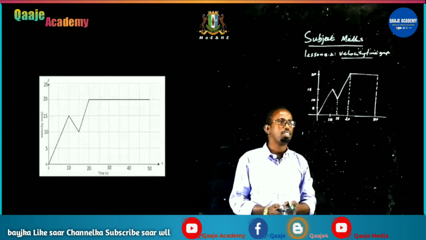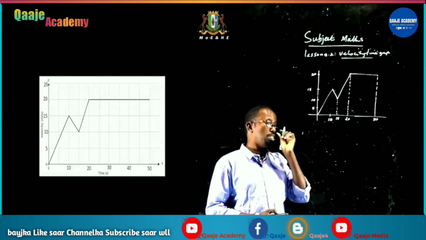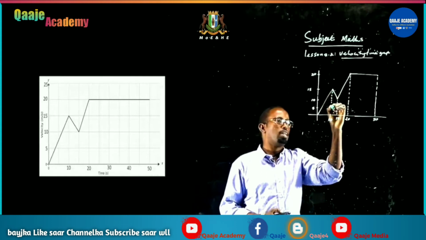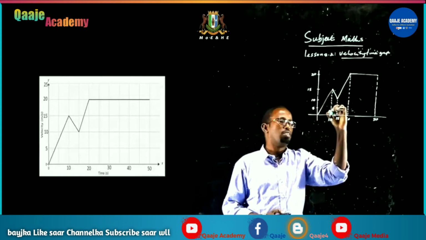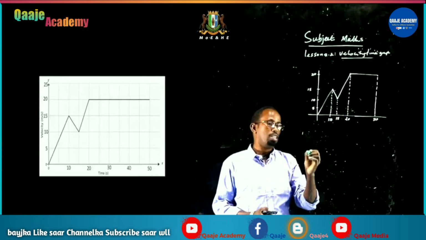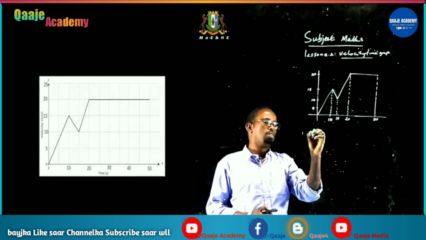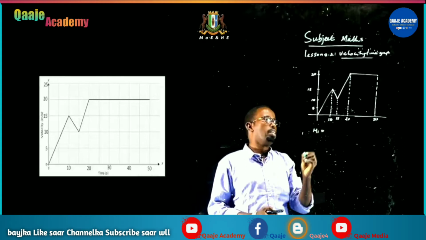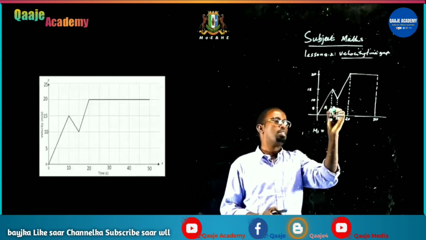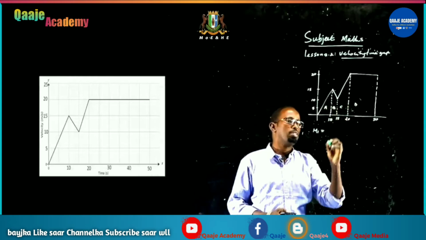Now the question is, calculate the total distance. We said total distance is always equal to area under the curve. We can do this one again in 2 different ways. Let me start with the first method, M1. M1 will be, we divide this into 4 sections, A, B, C, D.